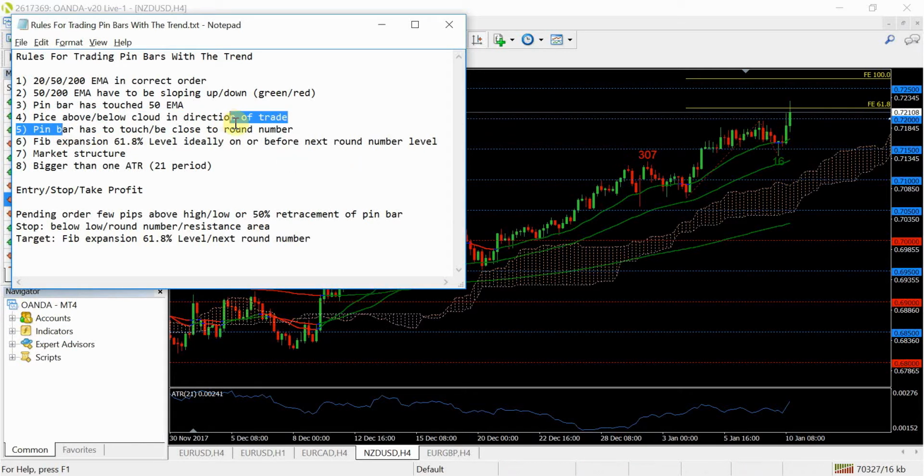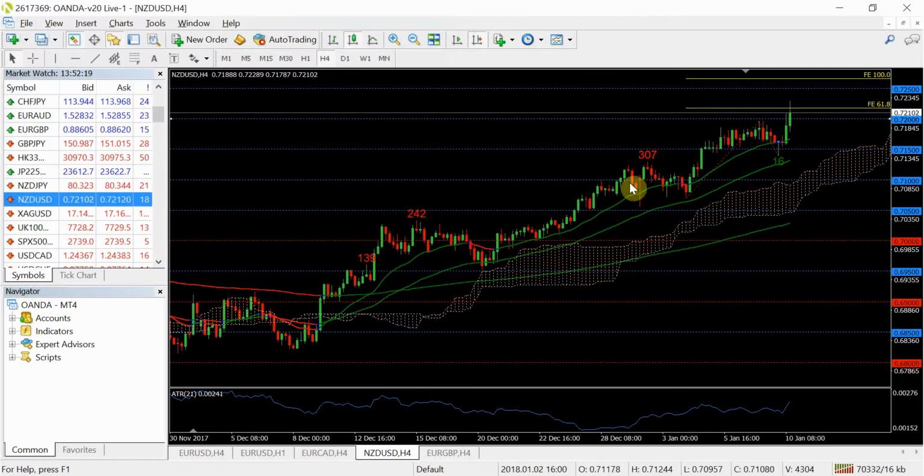Next, the pin bar has touched or is close to a round number. This is why I've got the round number indicator on. As you can see here, price rejected the 0.71500 level, and for me that's probably one of the key ones, for those who've been following my pin bar videos. It's quite important to me that it has rejected it, and as you can see, it has rejected that level quite nicely.